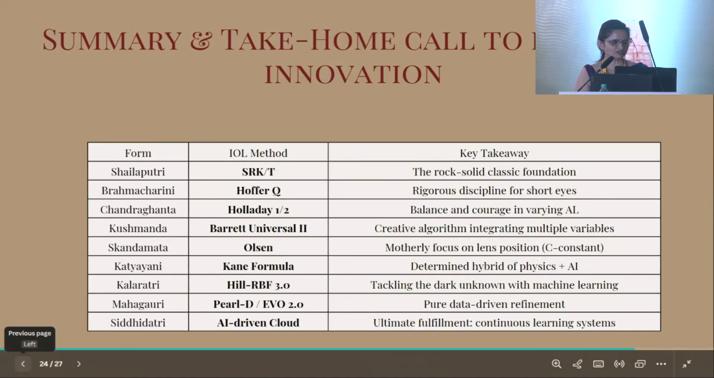So at the end I would say that the take home would be that AI cloud driven would probably give us ultimate fulfillment. As mentioned, Hill RBF has actually tackled a lot of these, and the newer data driven refinements are actually helping us with the weird cases, with the outliers, and hopefully there will be a single unit that is available for us so that we can just enter the data and let the machine decide which is the best calculator and which is the best power, more accurate and best for the patient. Thank you very much.